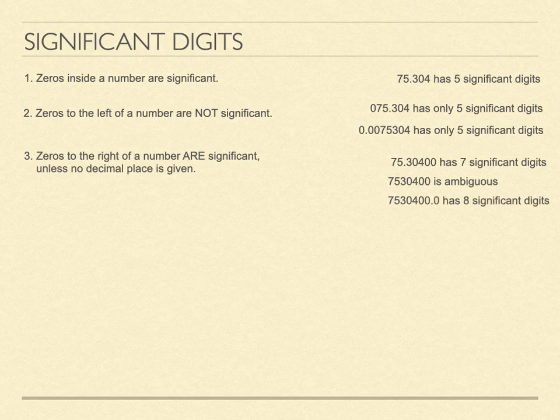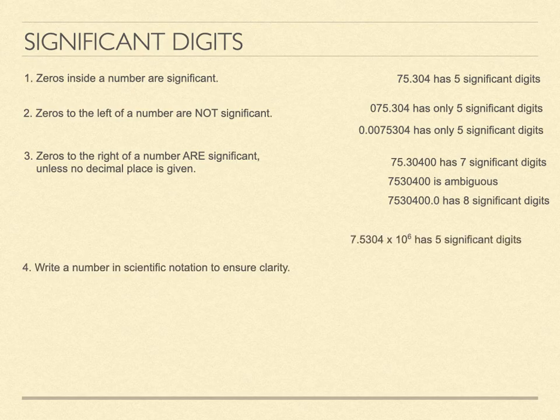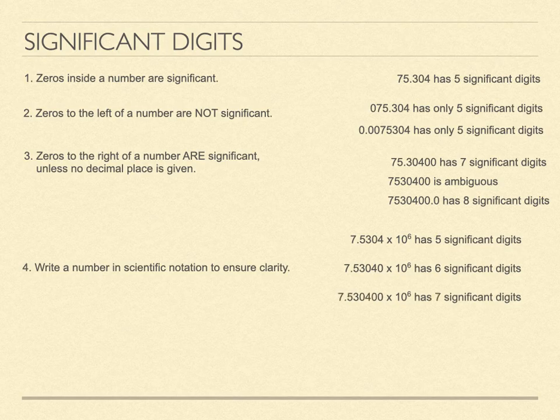However, 7530400.0 has 8 significant digits. Writing a number in scientific notation is always the best for clarity. 7.5304 times 10 to the 6 has 5 significant digits. 7.53040 times 10 to the 6 has 6 significant digits. 7.530400 times 10 to the 6 has 7 significant digits.